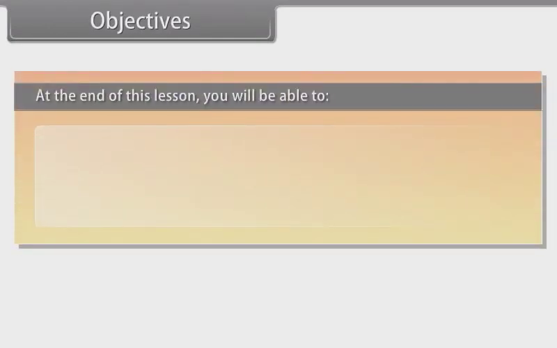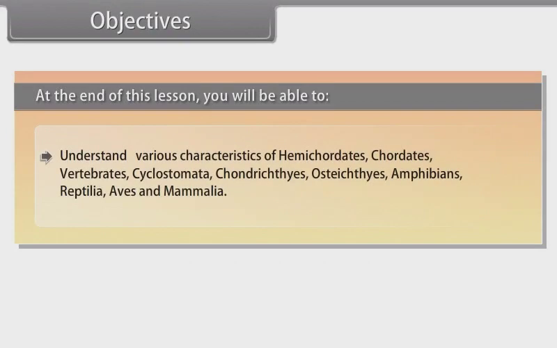At the end of this lesson, you will be able to understand various characteristics of hemichordates, chordates, vertebrates, cyclostomata, chondrichthyes, osteichthyes, amphibians, reptilia, aves and mammalia.